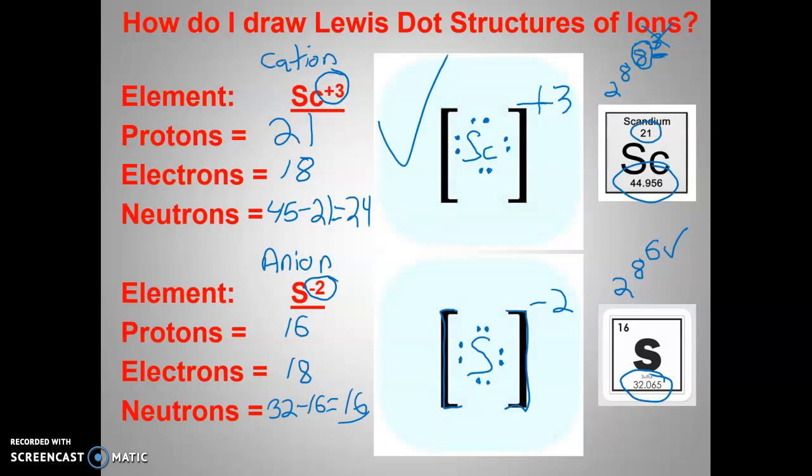Alright, so you're going to have a homework assignment on how to draw Lewis dot structures for ions. You want to take this information and do it exactly the same way on your homework.